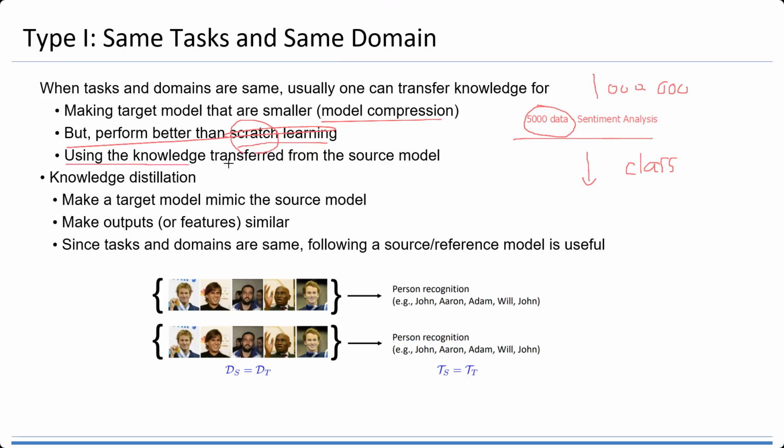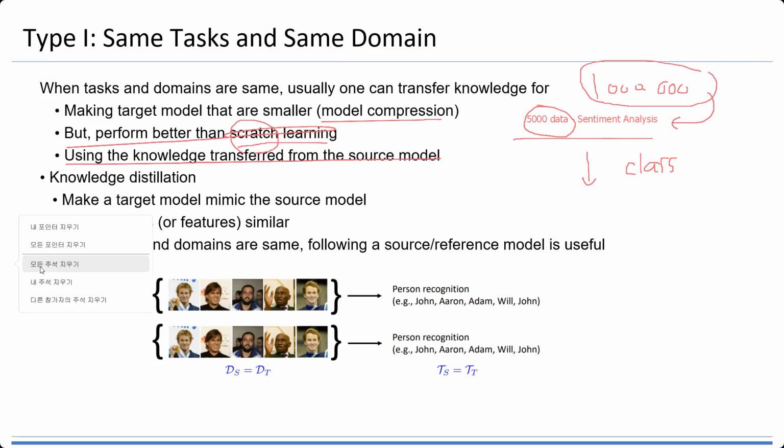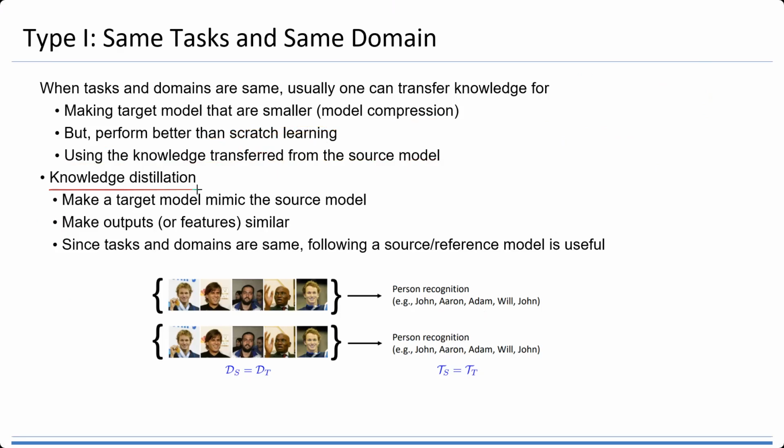So we call this the use of knowledge transfer from the source model. If you have very big data, we transfer the model into this small data. There is a concept called knowledge distillation, so we will learn about this knowledge distillation. We are making a target model mimic the source model. So the target model and the source model, we want to make them similar. So make the output or the features similar.